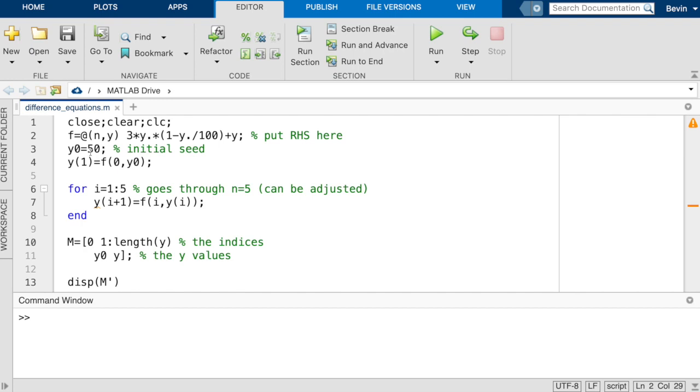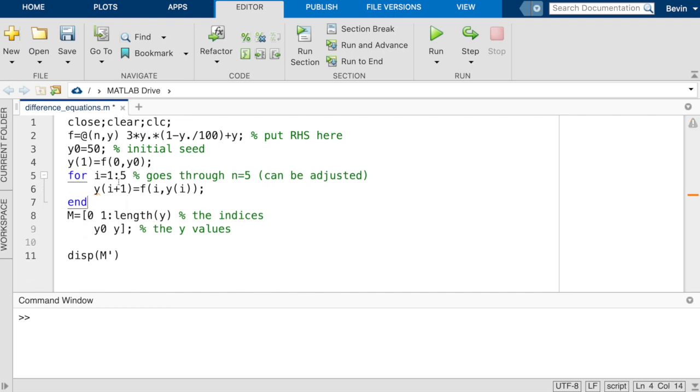And then on the third line, you put your initial seed, so 50. And then the rest of it you don't need to change unless you want to generate more terms than, say, through y sub 5. Okay, so I can run this code now.